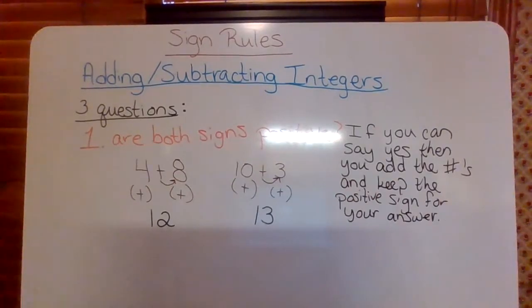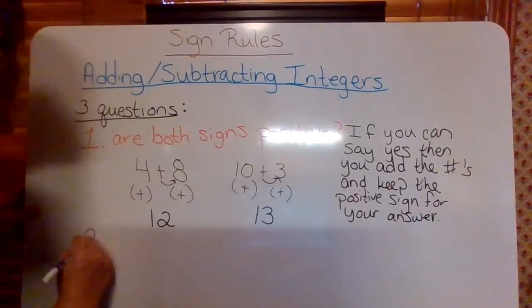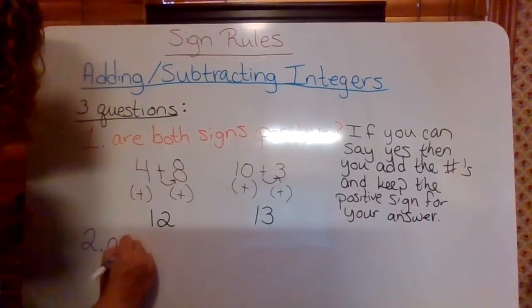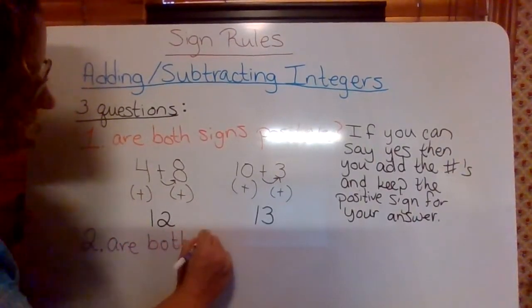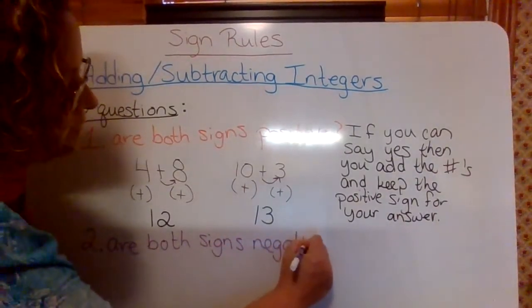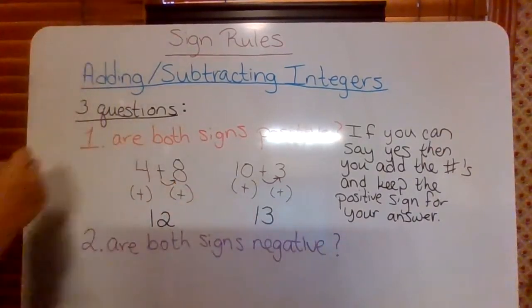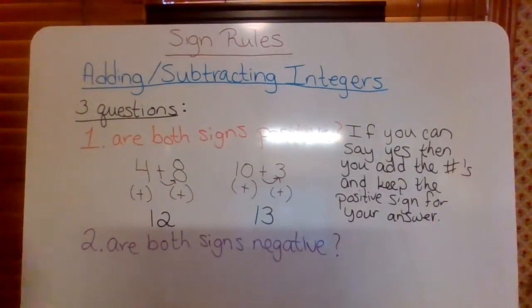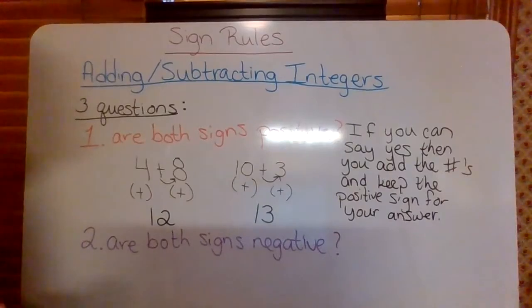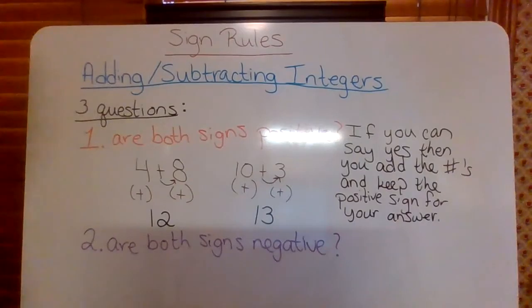Now, your second question, you see the purple? Okay. The second question is, are both signs negative? Are both signs negative? Now, here's where you got to be careful, because there's a couple different ways that you can see a number as being negative. And this is where sometimes my students will get lost. And so we've got to make sure that that doesn't happen to you guys.